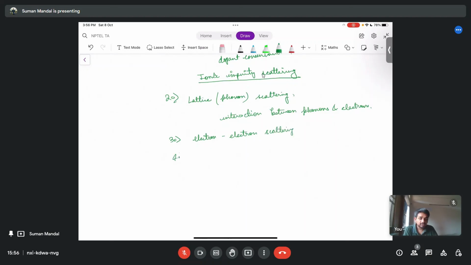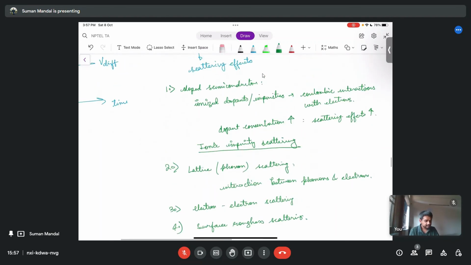Let's say we have something called a MOSFET, metal oxide semiconductor, and in the semiconductor the electrons are flowing very close to the surface, and if the surface is rough, then there will be again scattering of the electrons. So if we have surface roughness scattering, all of this will scatter the electrons.